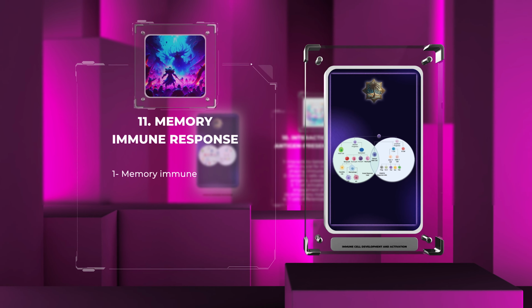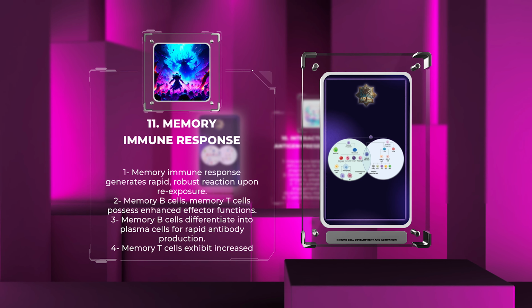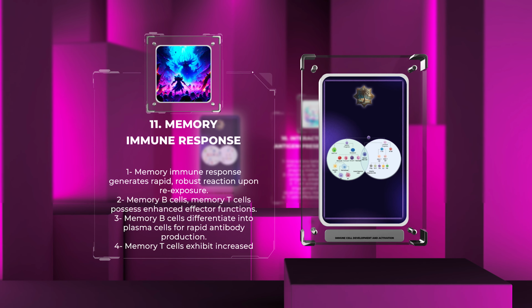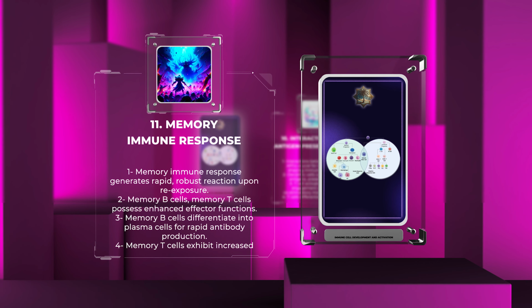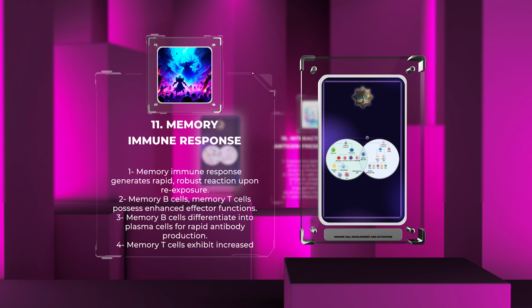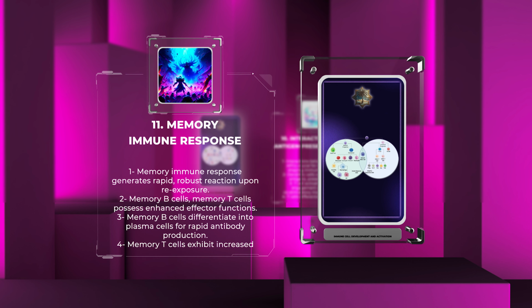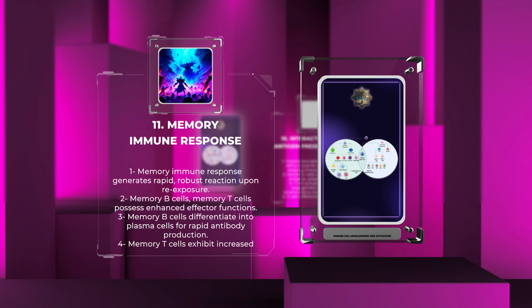Memory immune response is a phenomenon in which the immune system generates a rapid and robust reaction upon re-exposure to a previously encountered pathogen. Memory cells, including memory B cells and memory T cells, are long-lived and possess enhanced effector functions compared to naive cells. Memory B cells quickly differentiate into plasma cells, enabling a rapid production of antibodies. Memory T cells exhibit increased cytotoxicity and cytokine secretion, providing a rapid defense mechanism against reinfections. The memory immune response lies at the core of immunization strategies and the development of vaccines.